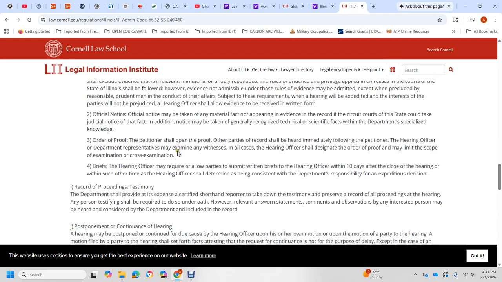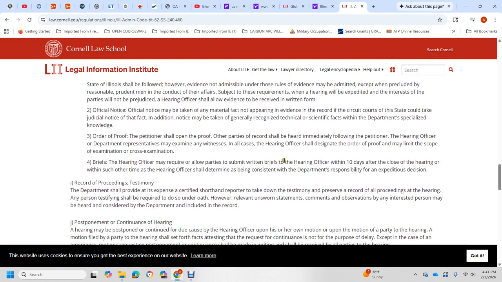Briefs. The hearing officer shall require all the parties to submit written briefs within 10 days after the closing of the hearing, or at a subsequent time if the hearing officer determines it can consider them, the department being responsible for an expeditious decision.